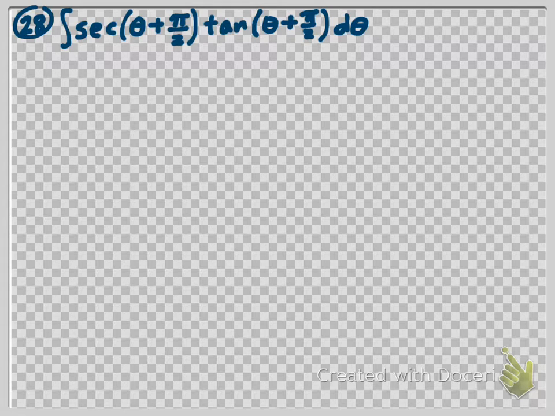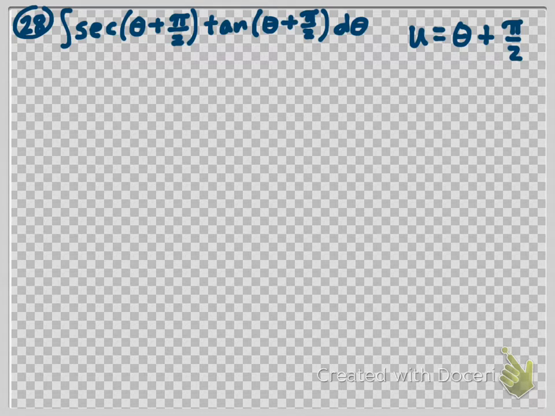Okay. So, here we go. Do we have a rule for this? No. Why not? Because it's a composite. Because where I would like to see x or theta, I see theta plus pi halves. So over here to the side, we're going to write u equals theta plus pi halves.